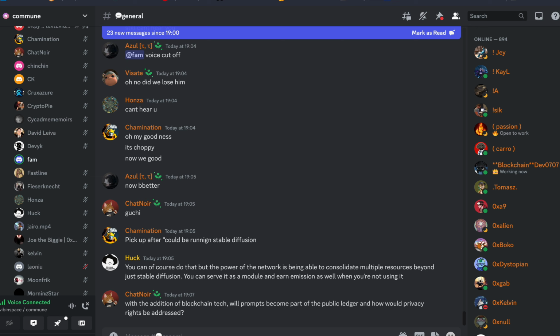With the addition of blockchain tech, will prompts become part of the public? No, that's not necessary. We want to keep the chain light. On the ledger, we could technically store caches of the prompts, but I would say no, that's totally not necessary, at least right now. There are other privacy preserving methods that don't require the chain.